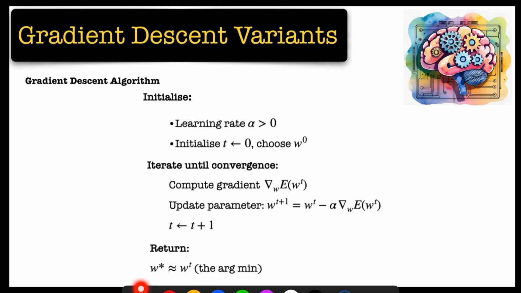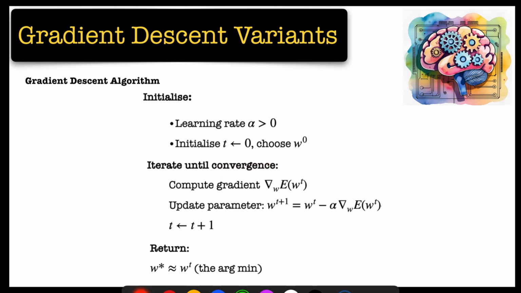So we all know about the gradient descent algorithm, right? Let's do a quick recap. We initialize some positive learning rate alpha. We initialize t equals 0, where t is the iteration. We choose some W0, which is the initial weight parameters. And then it will iterate until convergence.